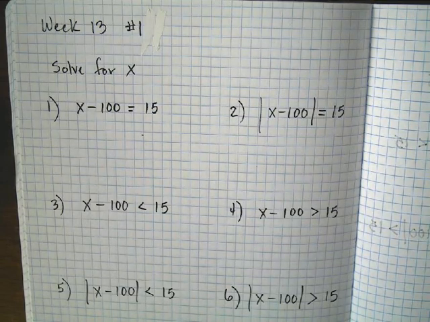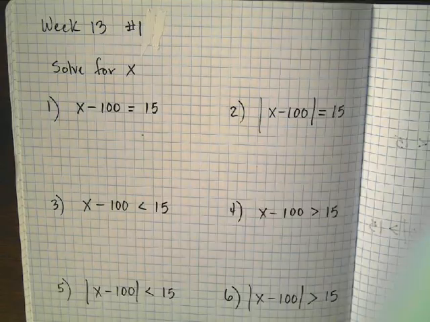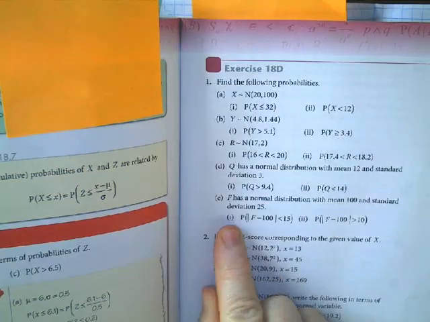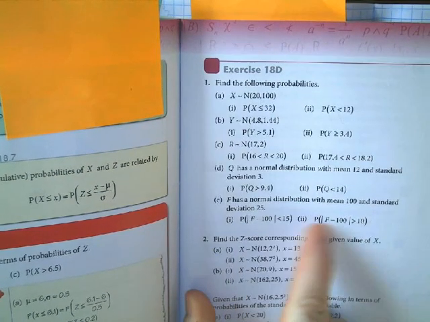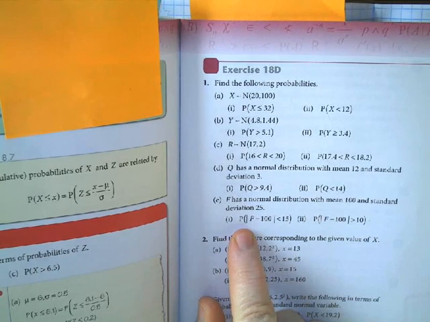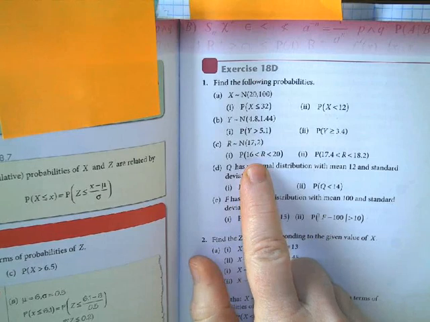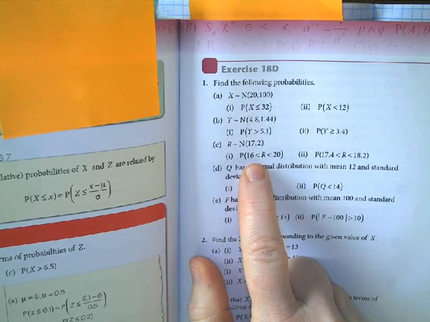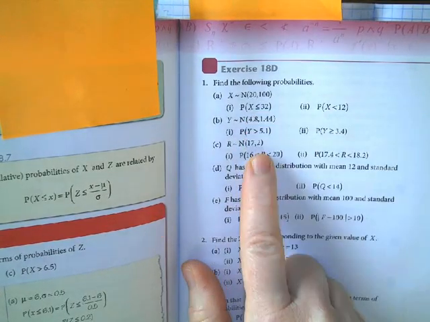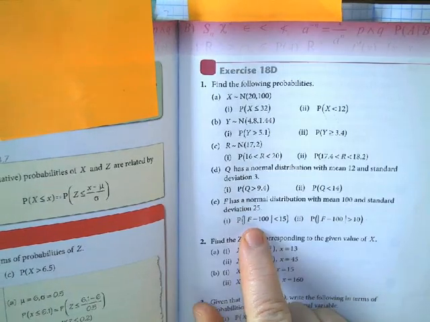Okay, so problem 1E, just to remind you, F has a normal distribution with mean of 100 and standard deviation of 25. Find the probability of this. The rest of these you can just type right into your calculator to figure out the answers. But this one, it's like, what the heck?